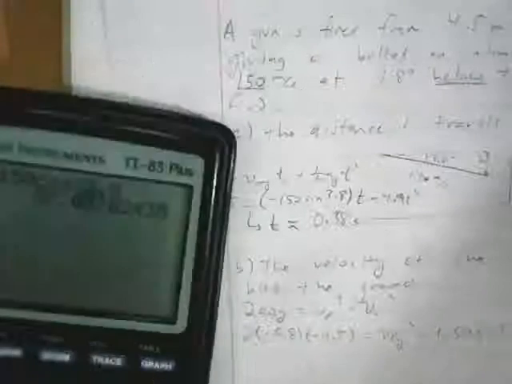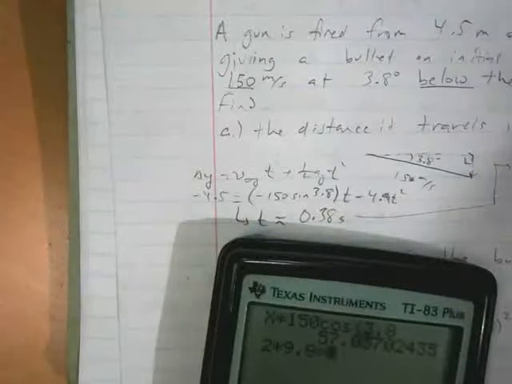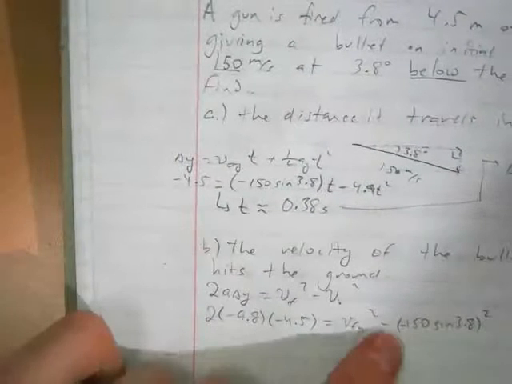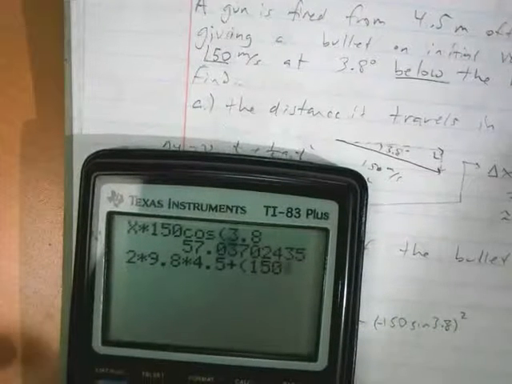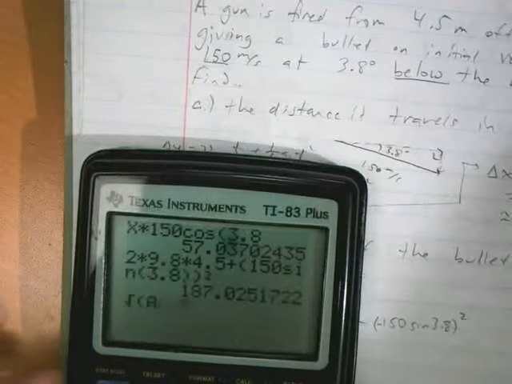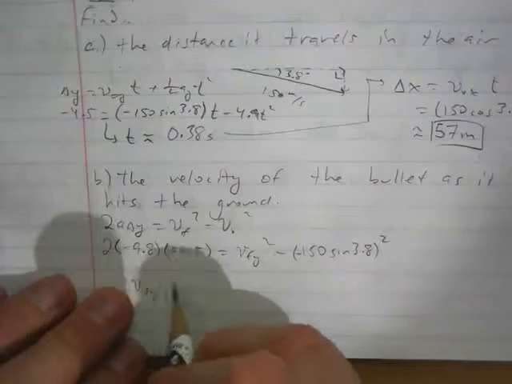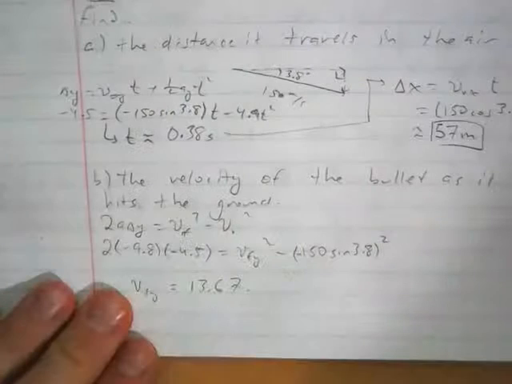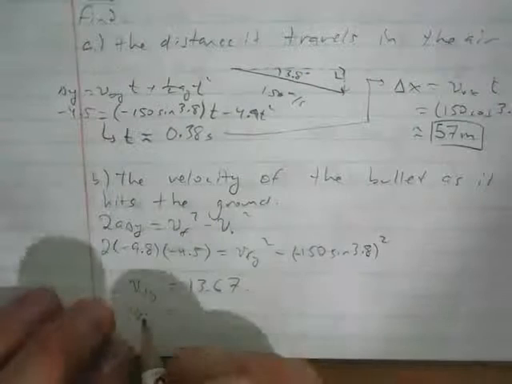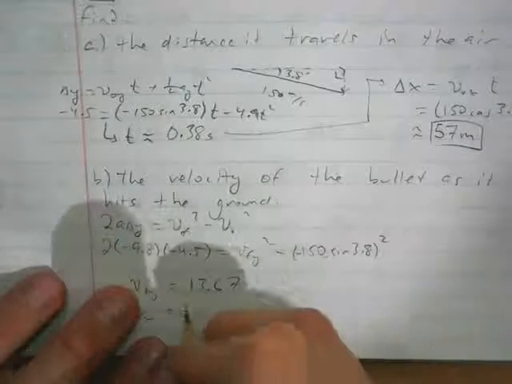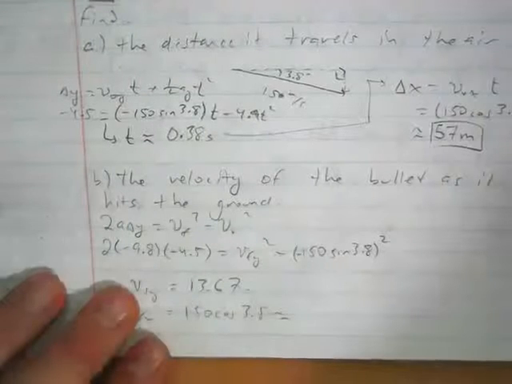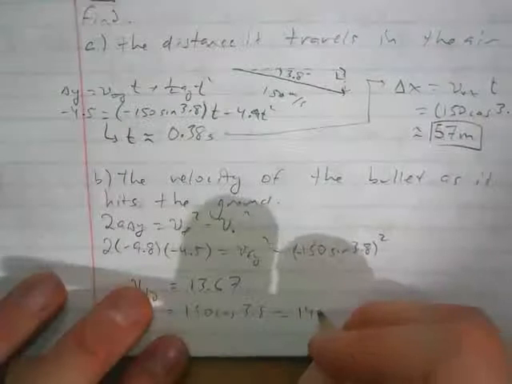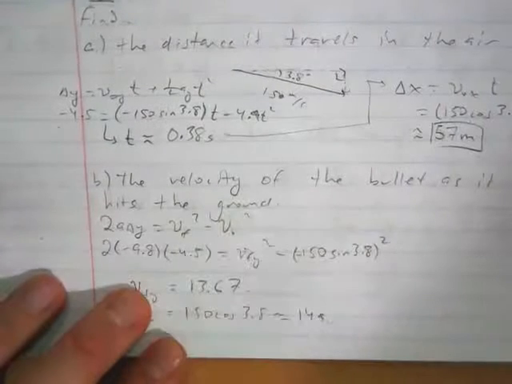So we've got 2 times 9.8 times 4.5, and then we are adding 150, whoops, not 105, 150 sine 3.8 squared, square root. The y component of the final velocity is 13.67 something. I'll store that value as y. The x component of the final velocity is the same as the x component of the initial velocity because there is no acceleration in the x direction. 150 times cosine of 3.8, which is 149 point something. I'll store that as x.